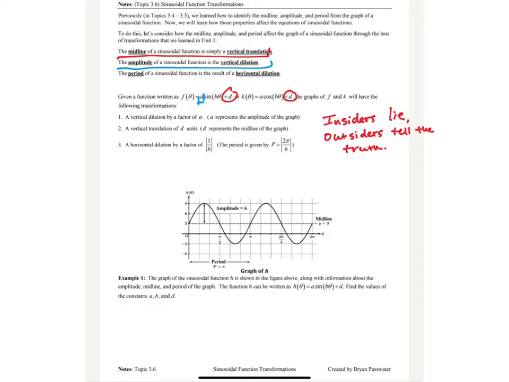No questions. Okay, and then we see the period. Period is the result of a horizontal dilation, and for that we use the letter B. Period is horizontal dilation, and we're really clear about that being an insider. So what we expect is that the B number is going to flip-flop with the period.